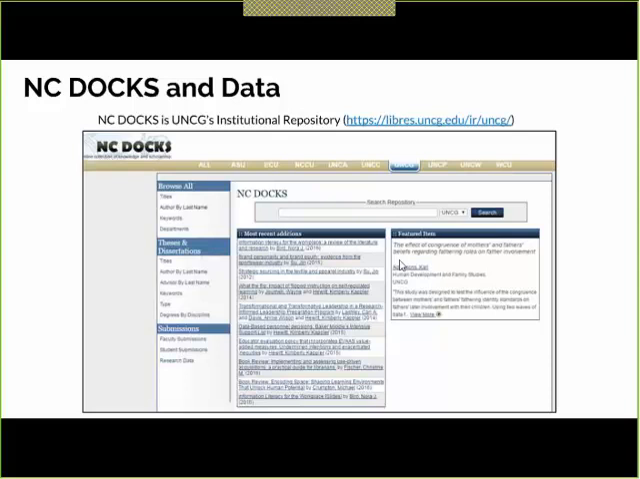Most of the discovery through this is through Google. So most people are not coming to this website, which is not the fanciest website. Most people are finding papers and other things that are in there through Google. And it is generally for finished scholarly products, like articles that we've gotten copyright clearance for, people who want to share articles, presentation slides, other things like that. Theses and dissertations from students also go in NC Docs.